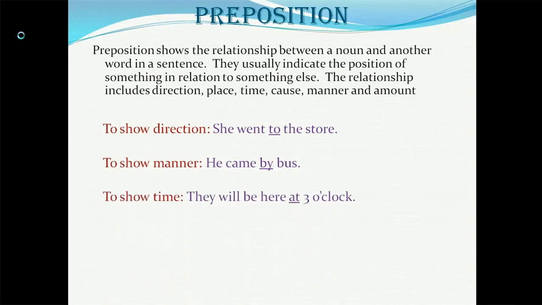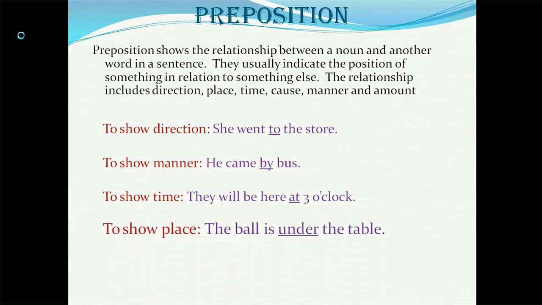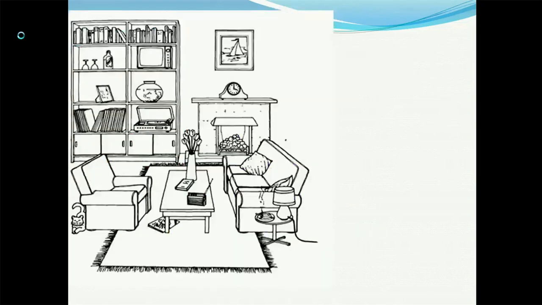To show time, they will be here at 3 o'clock. So here "at" denotes time. Prepositions are mostly used for place. The ball is under the table. The ball is in the box. The ball is behind the desk. So you can see the picture over here.